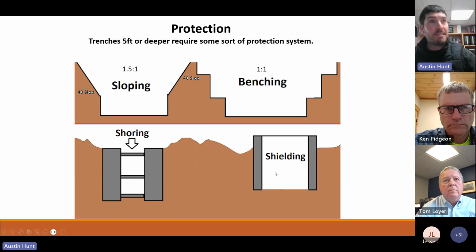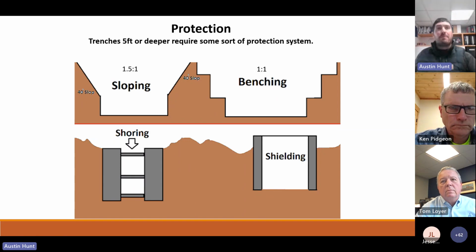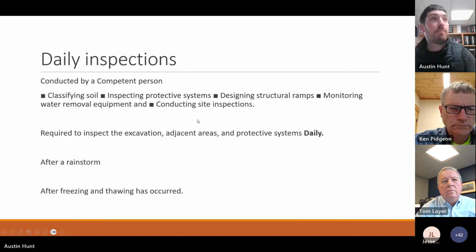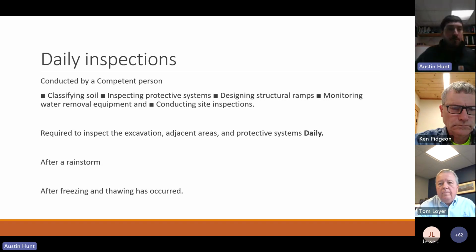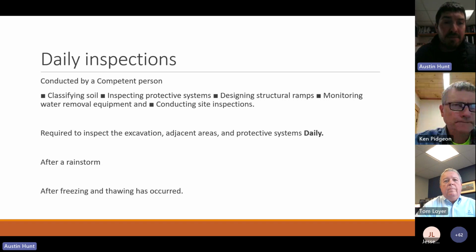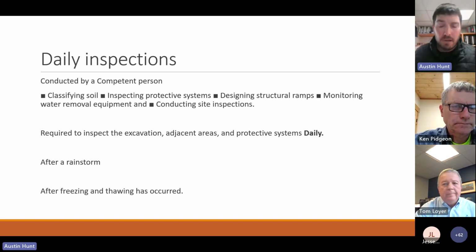Shoring, trench boxes, and shielding would be when you put in road plates and have bars to go between them and hold them out. You should be doing daily inspections. These are done by a competent person. Classify the soil, inspect the protective systems, make sure all your shielding and your trench boxes are all in good shape and working the way they should be.